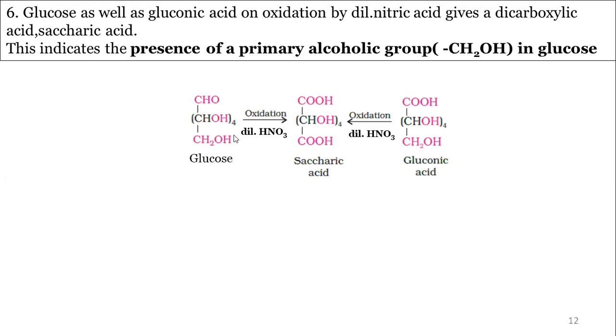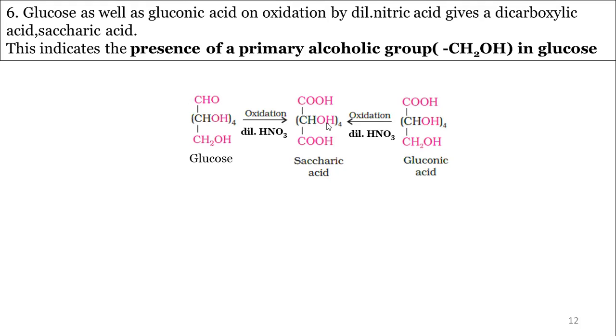Means if this glucose undergoes oxidation with dilute HNO3, clearly we can see the oxidation of this CH2OH group is also done. It is converted into COOH, and the oxidation of this CHO group is also done, and it becomes COOH. So this saccharic acid is formed. Saccharic acid means it is a dibasic acid which is having the 2 COOH groups here. When one COOH group is there, it is called gluconic acid. When the 2 COOH groups are there, it is called saccharic acid.